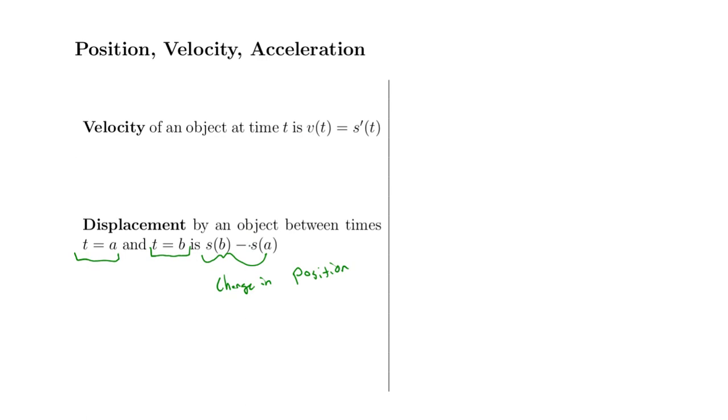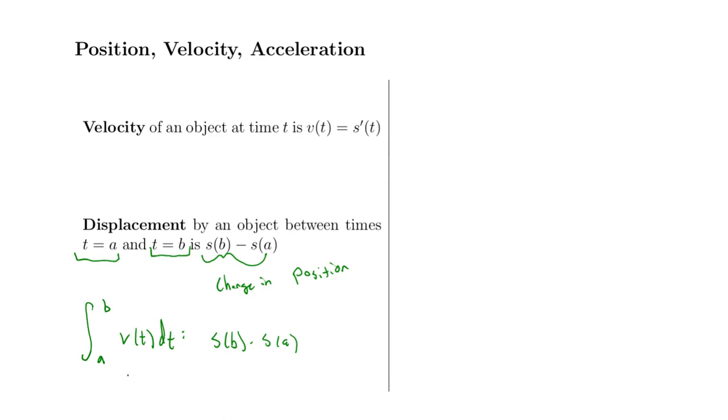Since velocity is the derivative of position, that means that position is an antiderivative of velocity. And so this should look kind of like, maybe I'll write it this way, actually. This should kind of look familiar. This is the fundamental theorem of calculus, right?